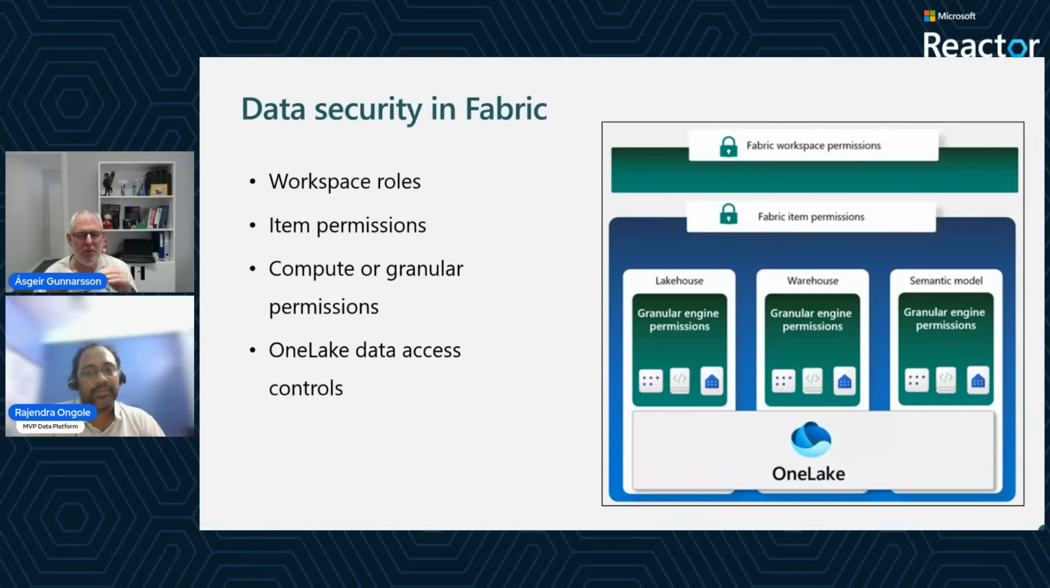Then you have item permissions, where if you don't want to give access to everything in the workspace, you can give access to only certain items. That's typically read access for the actual content of the item, like a lakehouse, a warehouse, or a SQL endpoint. Also, for example, if you have a semantic model and you want to give someone build permission to build a report on top of it, that's given on the semantic model item, not on the workspace itself.